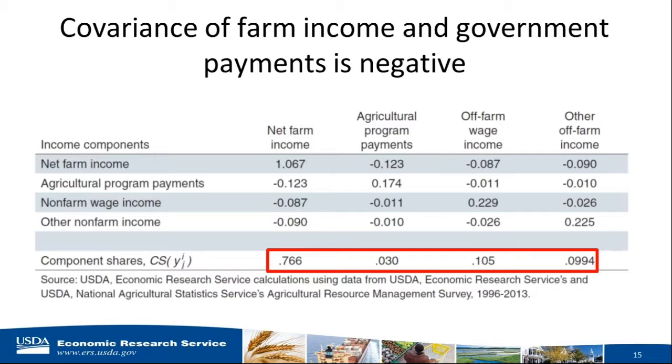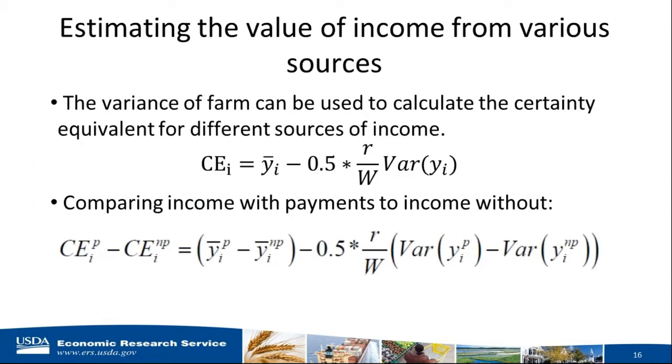When we look at this from adding up these columns, about 77% of the variance of the household income comes from farm income, very little from program payments, and then about 20% from the 2 types of off-farm income. So the last thing that I'd like to do is look at one measure of how effective different types of payments are in terms of mitigating income volatility.